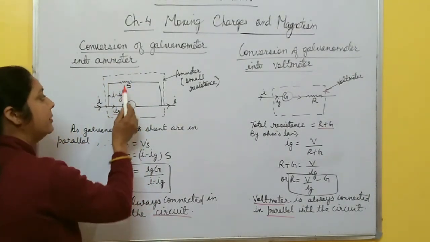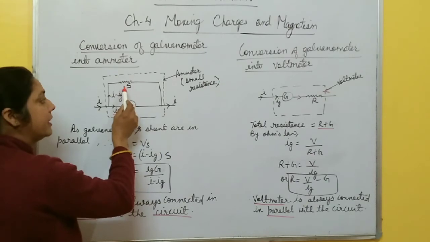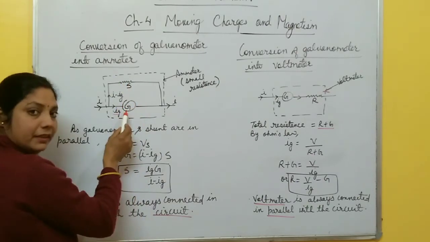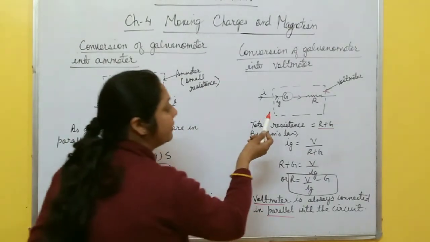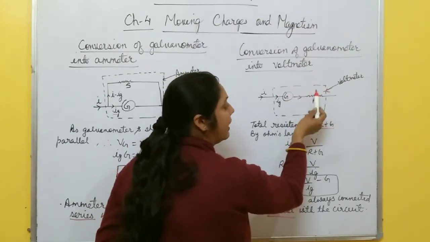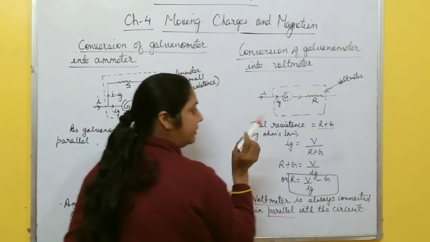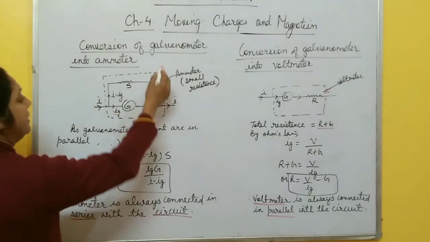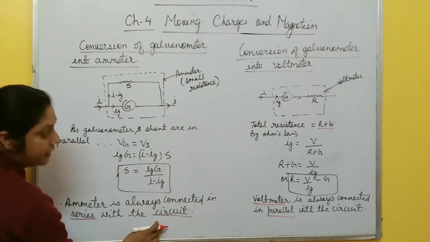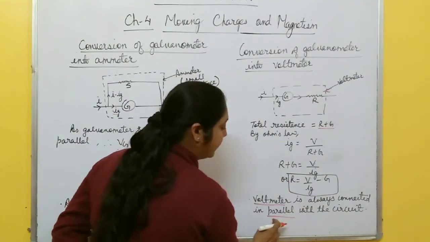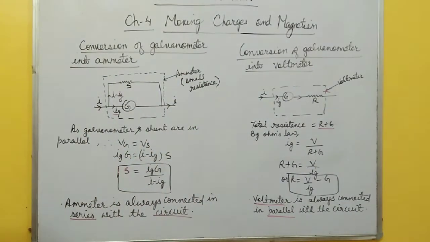To convert a galvanometer into an ammeter, we connect a shunt resistance in parallel with the galvanometer. To convert a galvanometer into a voltmeter, we connect a high resistance in series with the galvanometer, right? And also this ammeter is connected in series with the circuit, and this voltmeter is connected in parallel with the circuit. Please take a screenshot of this one.